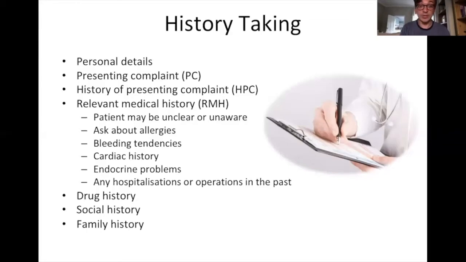Social and family history is important, including alcohol and smoking. And if you are in a pediatric clinic, then who is it that came with them? Is that their relative, etc.? And any potential conditions that might be in the family as well.